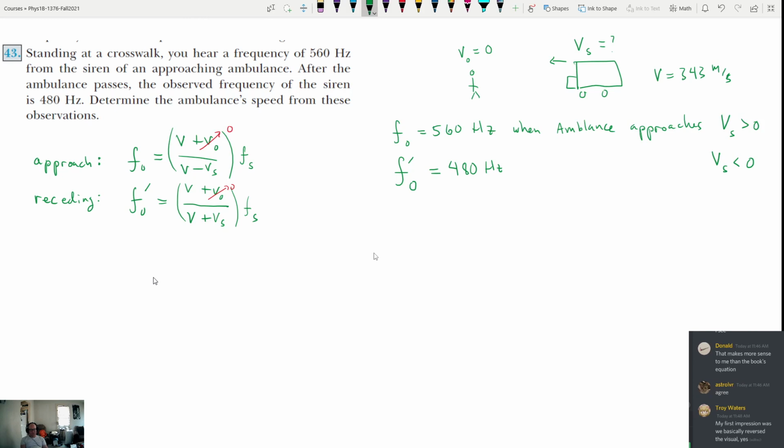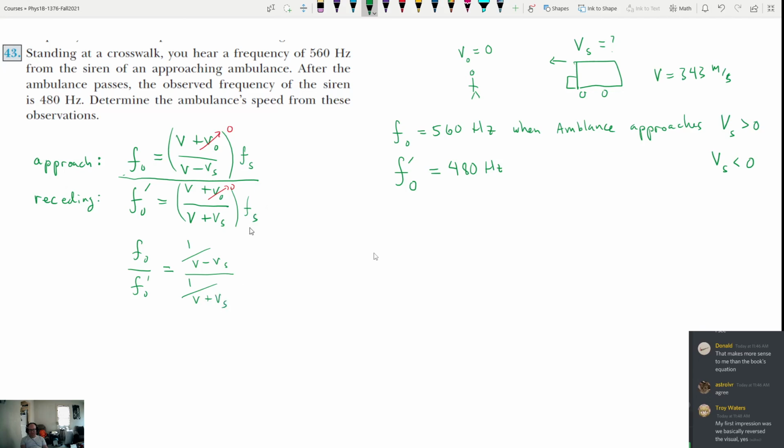And I think what we'll do now, probably the easiest thing to do, we don't know what the frequency of the source is, so we want to eliminate that. So basically, we can either solve this equation for Fs and solve this equation for Fs, and then we could plug them into each other if we wanted to. But I always find it easier in situations like this to just divide these two equations. So on the left-hand side, we're going to have FO over FO prime. We know what these two are. On the right-hand side, we'll have 1 over V minus Vs divided by 1 over V plus Vs.